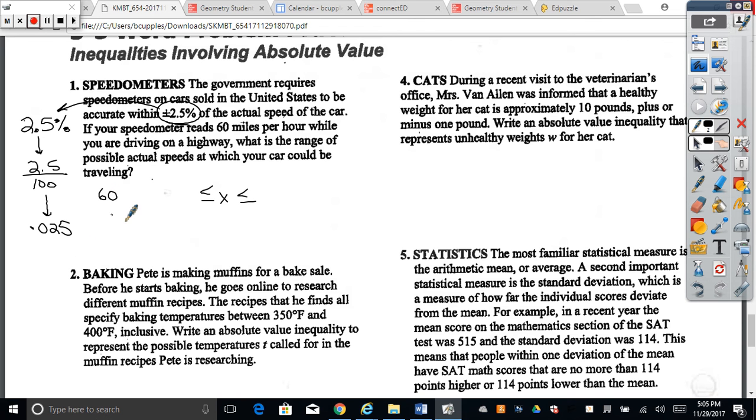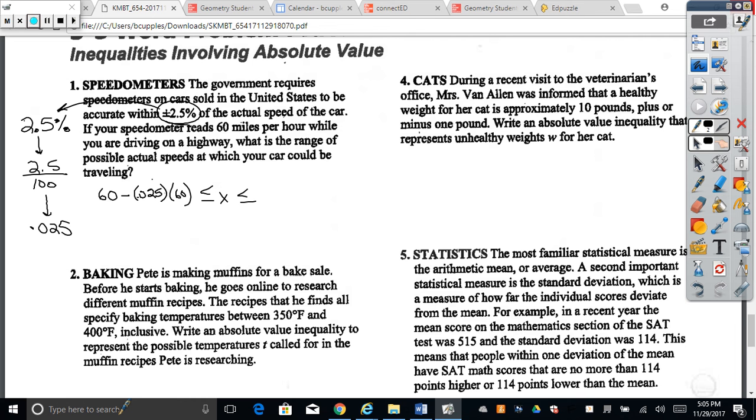this is the low end down here, well, I could subtract 2.5%, so that's a decimal point right there, 0.025 of 60. And that should give me my low end, right? Taking 2.5% of the 60.